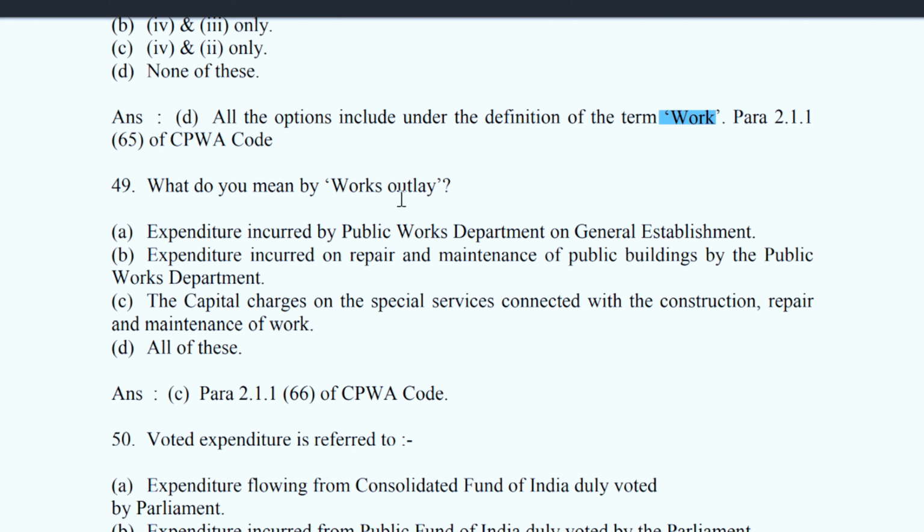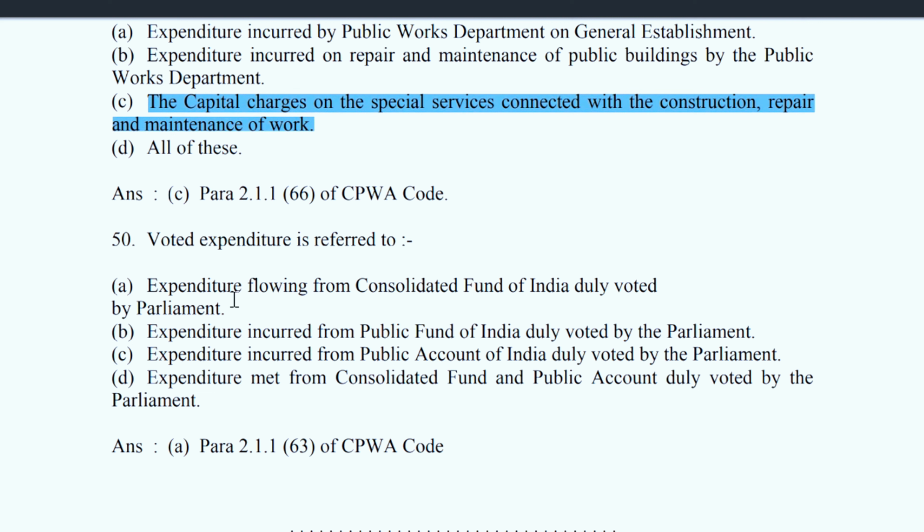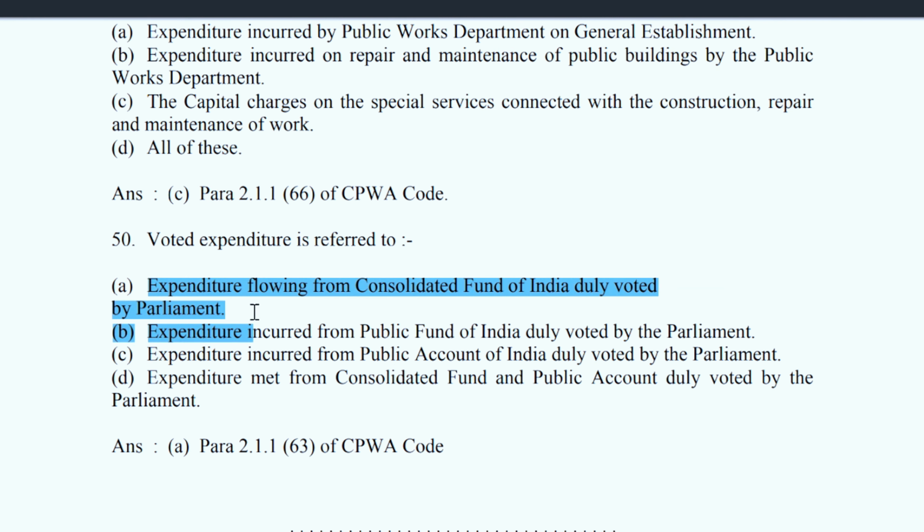What do you mean by works outlay? So C: the capital charges on the special services connected with the construction, repair and maintenance of work. Voted expenditure is referred to as expenditure flowing from the Consolidated Fund of India, duly voted by Parliament. 50 questions already complete.